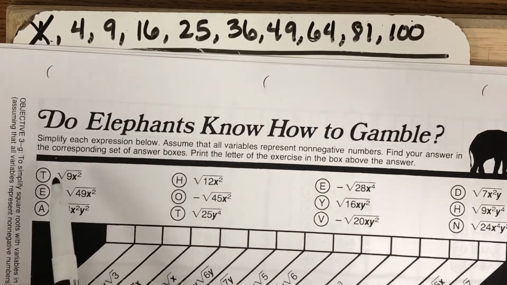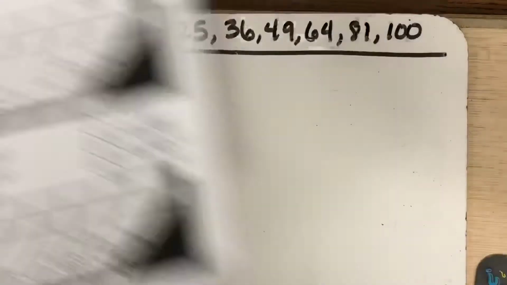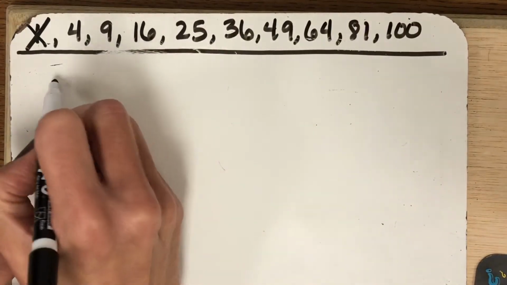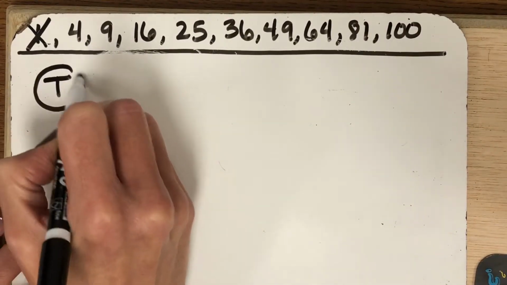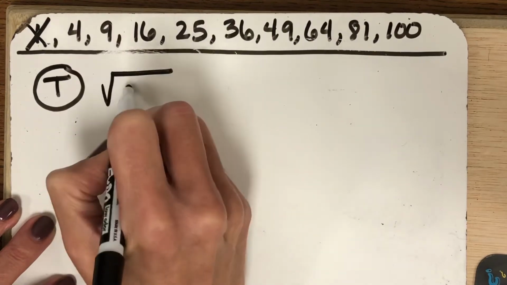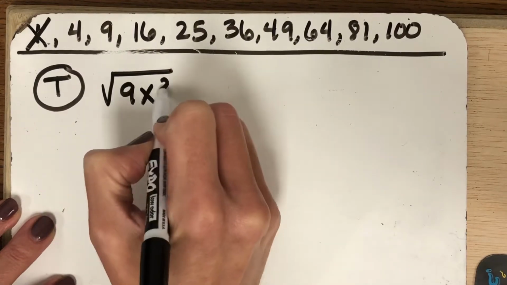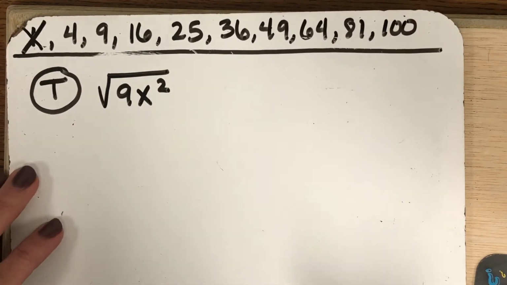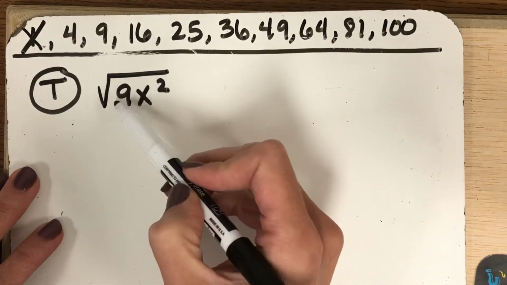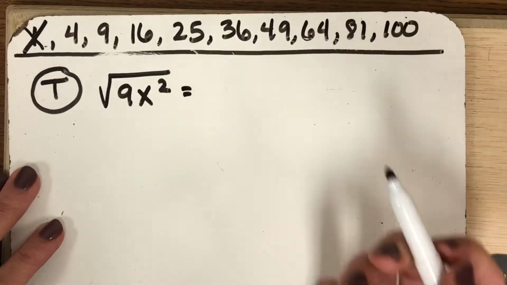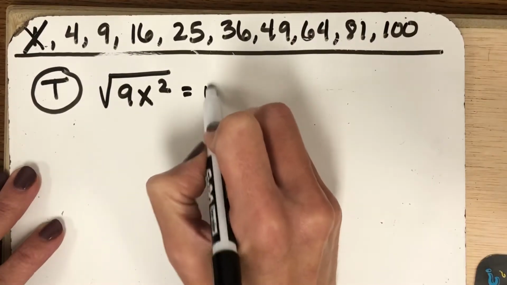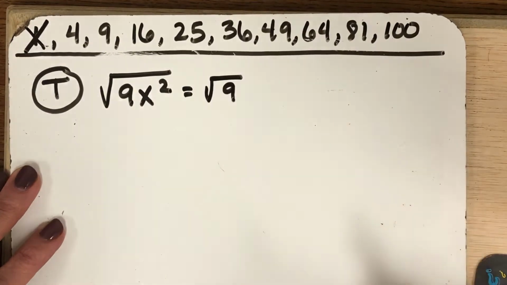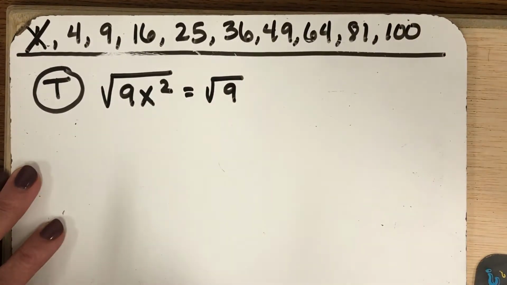So I'm going to go ahead and do the first three here. So we have problem T. We have the square root of 9x squared. Well, I'm going to do the same thing here. I'm going to try to factor out perfect squares. So I'm going to deal with my number first. Well, in this case, 9 is a perfect square. So I'm going to put this little perfect square guy over here. That's nice, because that's going to factor out to be a nice number. I have nothing left over, so I'm not going to worry about that.